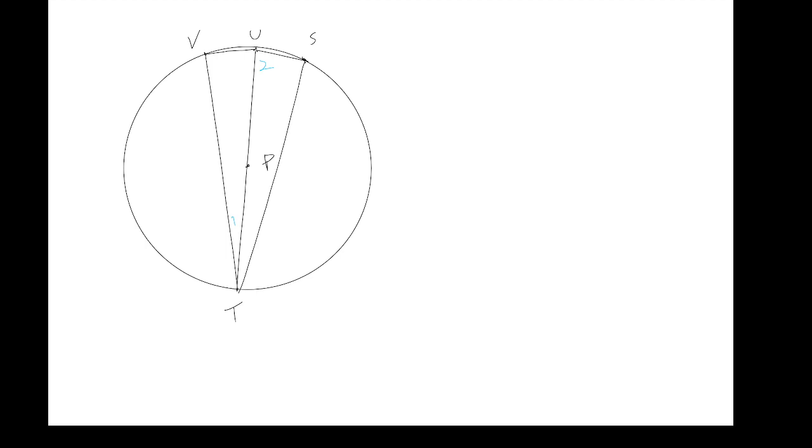All right, so we have circle P. SU equal to UV. Angle 1 is equal to x plus 9. Angle 2 is equal to 2x plus 6. And find measure of angle UTS and measure of angle VUT.